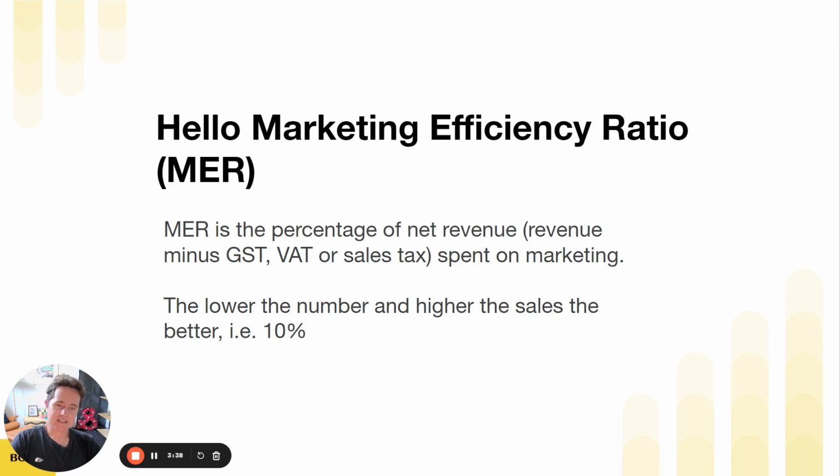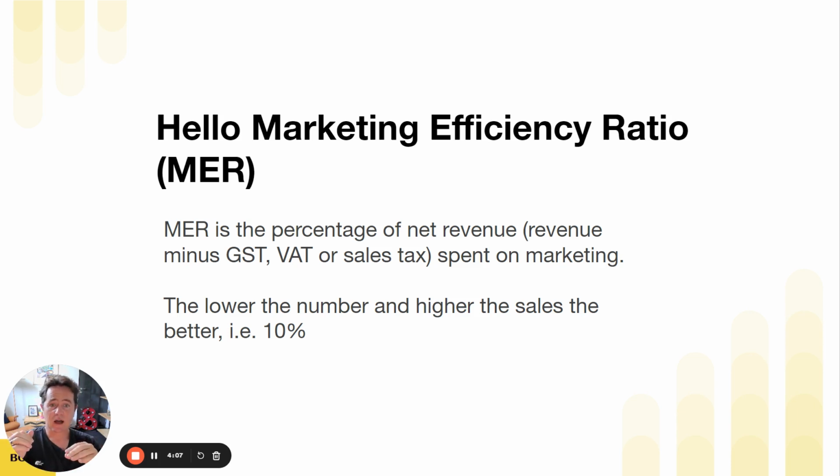MER is a percentage. MER is a way of measuring how much you're spending on advertising and a way to then manage it. That comes from essentially how much you're spending and how much money is coming in. So money in and money out. What it is, is a percentage of your net revenue. I say net revenue because we take off any taxes like GST here in Australia, or VAT in the UK, or sales tax in some states in the US.